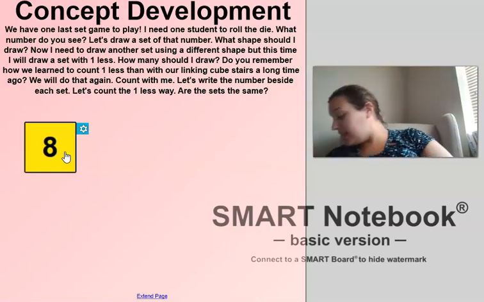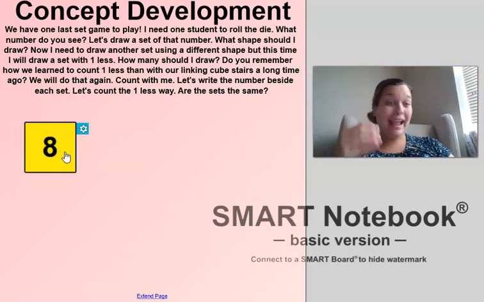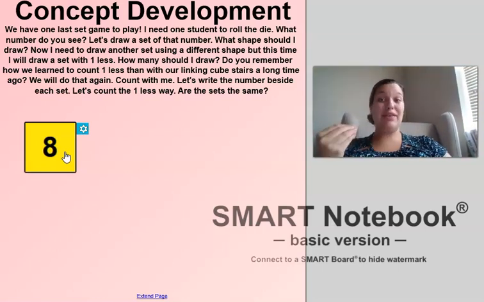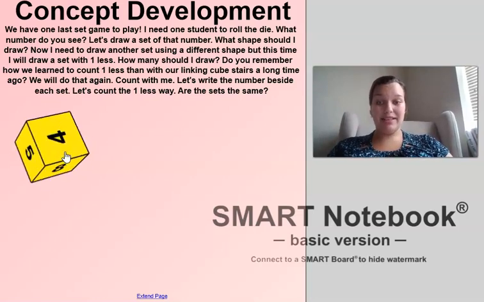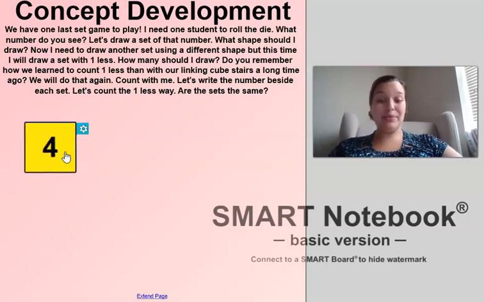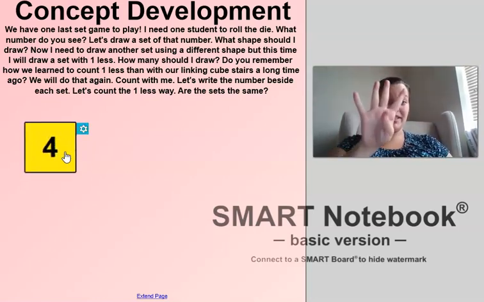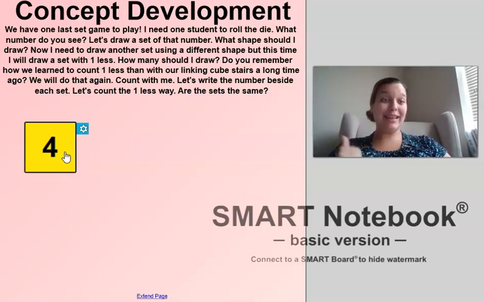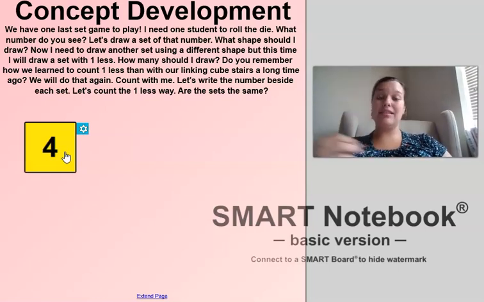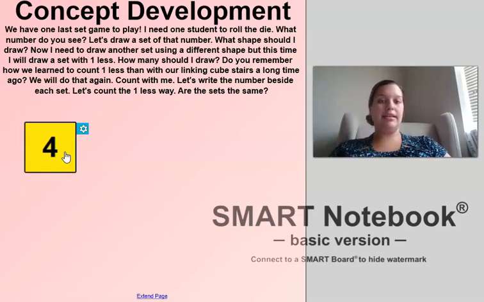So I'm going to roll the dice, and then you can draw anything you want as long as it represents that number. So what is this number? This number is 1, 2, 3, 4. Go ahead and draw that set and then come back. Now, for your bottom set, we want you to draw one less. So underneath your 4, draw one less.